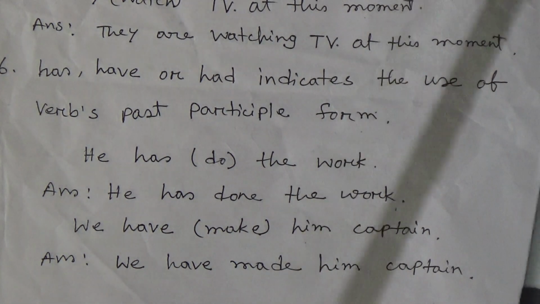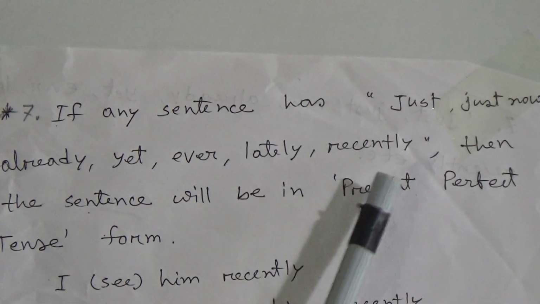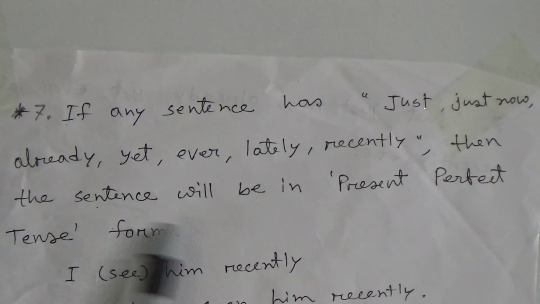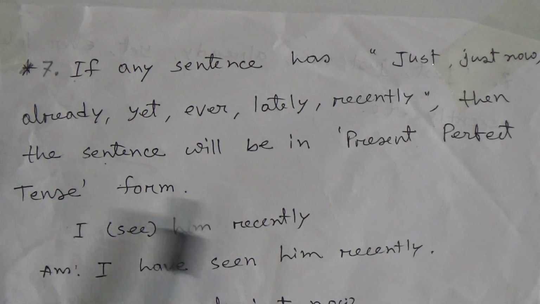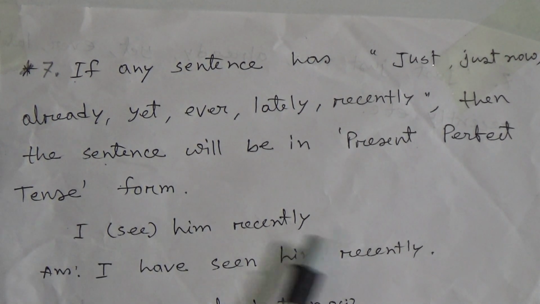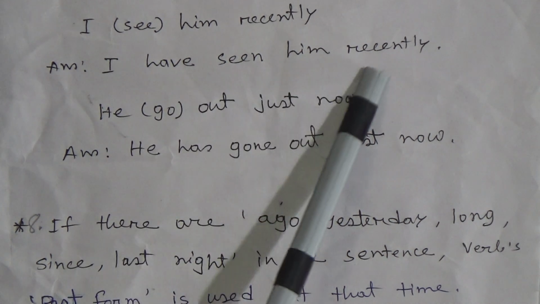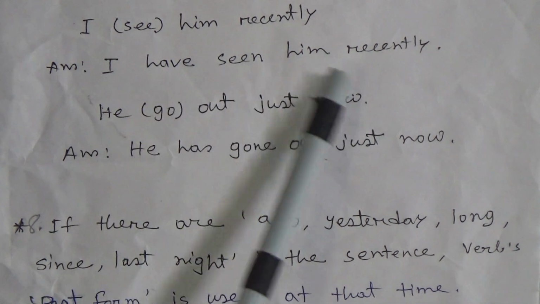Okay. Look dear students, here rule number 7. If any sentence has just now, already, yet, ever, lately, recently, at that time the sentence will be in present perfect tense form. I am going to say an example. I in bracket see him recently. So as per our rule, here we have to write this like this way. I have seen him recently.